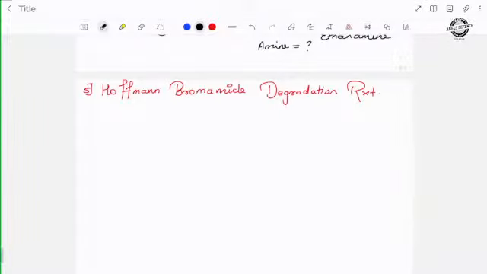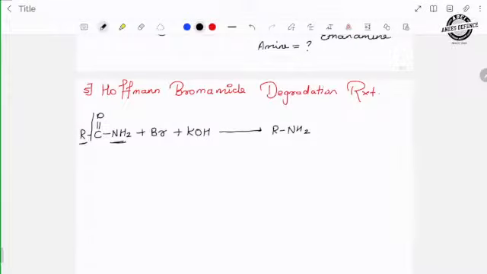Okay, so the reagents are Hoffman bromamide: bromine and amide. So again, this becomes RC double bond O NH2. We are going to add bromine plus KOH. We need a reagent as well, we need a base, potassium hydroxide. So what will happen is that you have to degrade it. You have to break this CO and attach this NH2 to the R group. So that becomes RNH2.